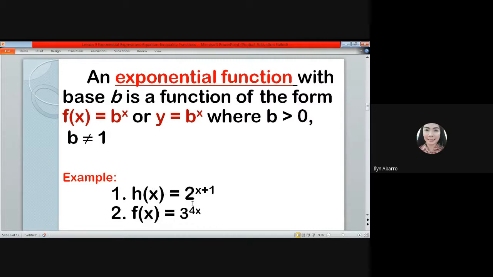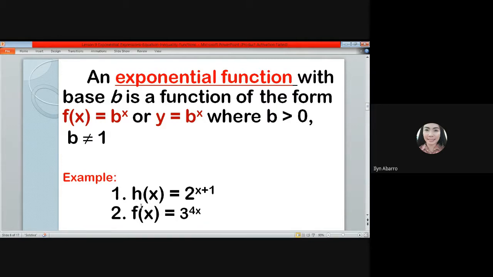So, in here, let us see if this is an exponential expression. The base is 2, so that is greater than 0, but not 1. And we have x in the exponent, x plus 1. Okay? Number 2, f of x is equal to 3 raised to 4x.